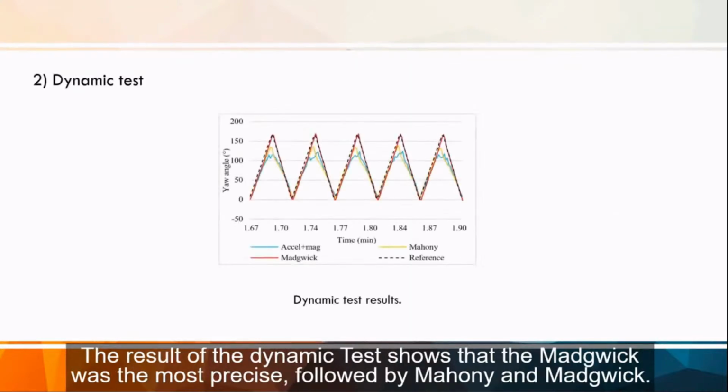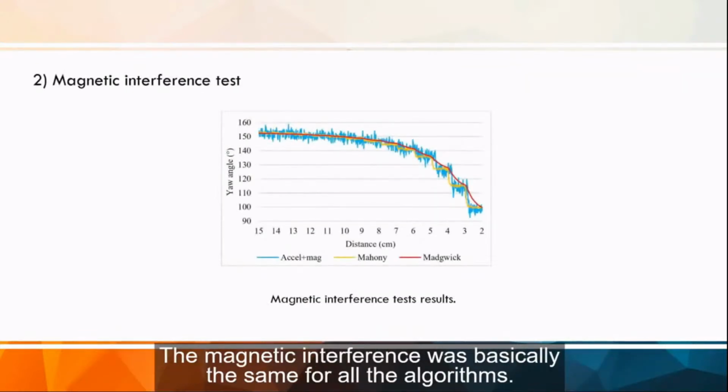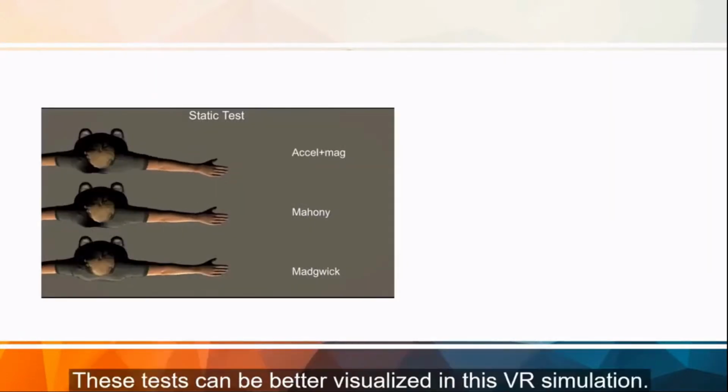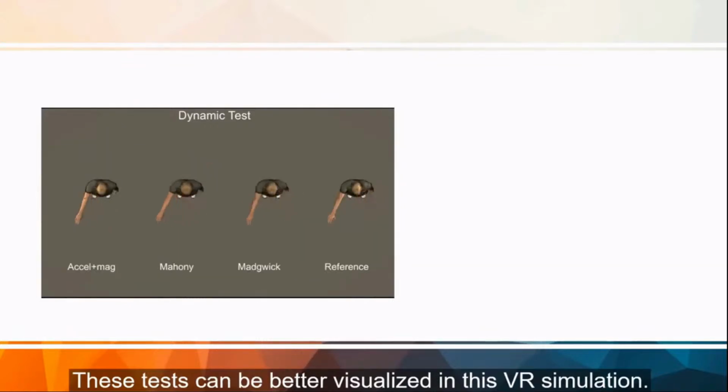The result of the dynamic test shows that the Madgwick was the most precise, followed by Mahony and lastly Accel plus Mag. The magnetic interference was basically the same for all the algorithms. These tests can be better visualized in this VR simulation.